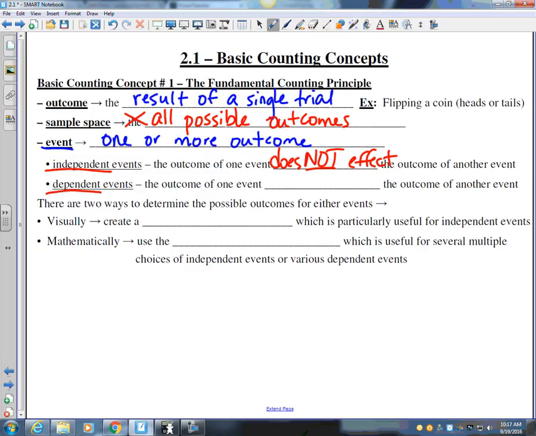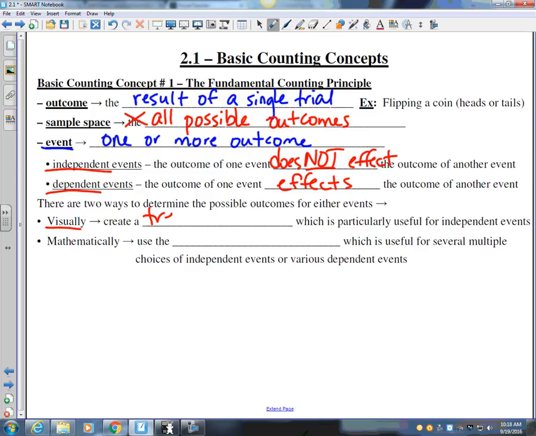All right, dependent is where the outcome of one event affects the outcome of another event. An example of that is if I have a jar with blue and green marbles, and I pull out a green marble, and then I put the green marble on my desk. When I go to draw the second marble, does that matter that I put the first one on my desk and not back in the bag? Yes, because I've changed the number of marbles in the bag. So that would be a dependent event.